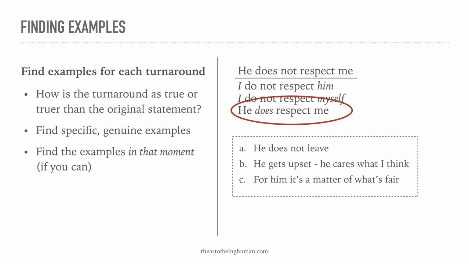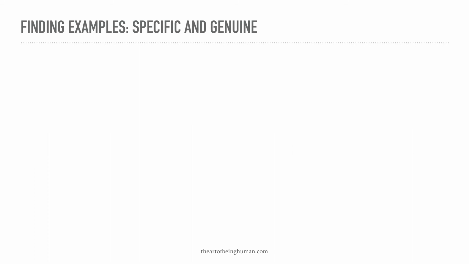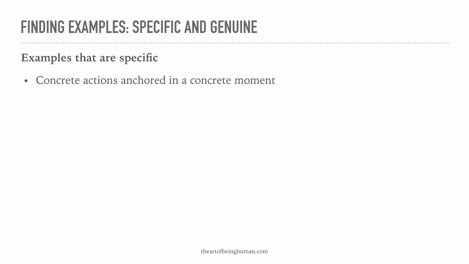As I said, for the turnarounds to have effect in our nervous system, what we want from our examples is for them to be specific and genuine. We make our examples specific by making sure they are anchored in the concrete moment. As an example, we might say, for instance, I treat him badly. Now, this is a very general and abstract observation, which says nothing about how specifically I treat him badly, and as such, does not activate our nervous system to create the felt perception we're looking for.